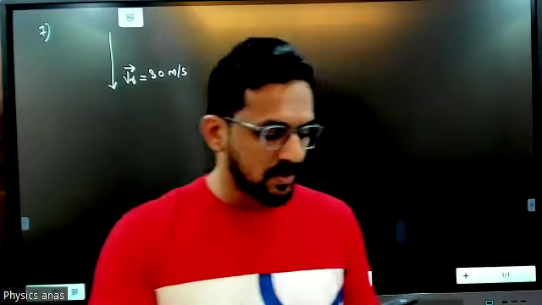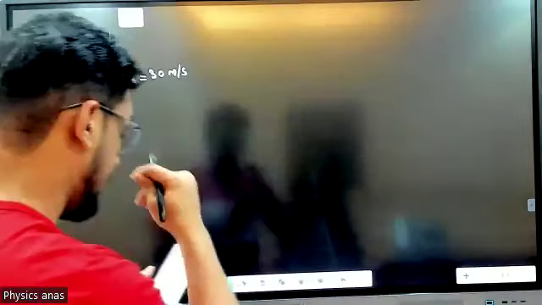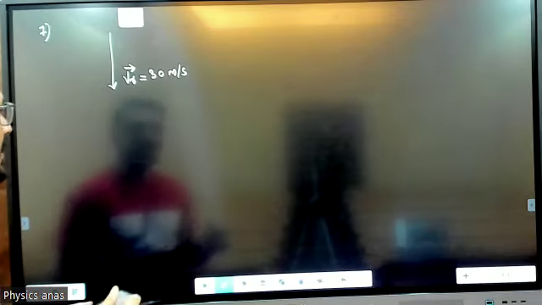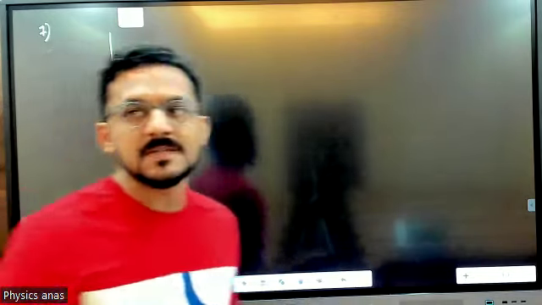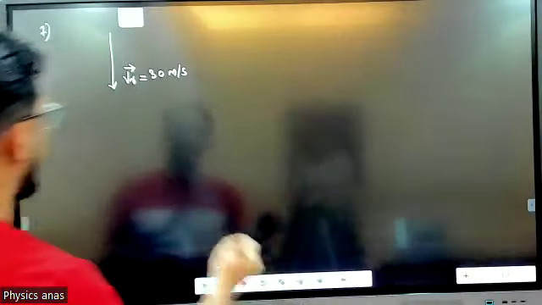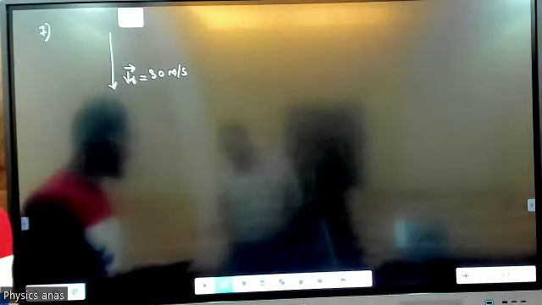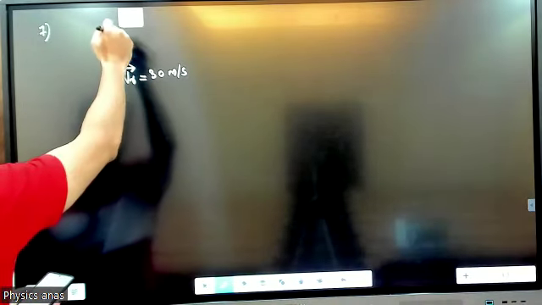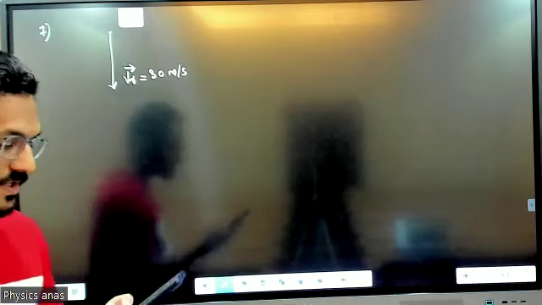Okay, I will read question number 7. Rain is falling vertically with a speed of 30 meters per second. This is the velocity of rain, and it is given as 30 meters per second. It's a vector, so I am showing the direction of that vector.